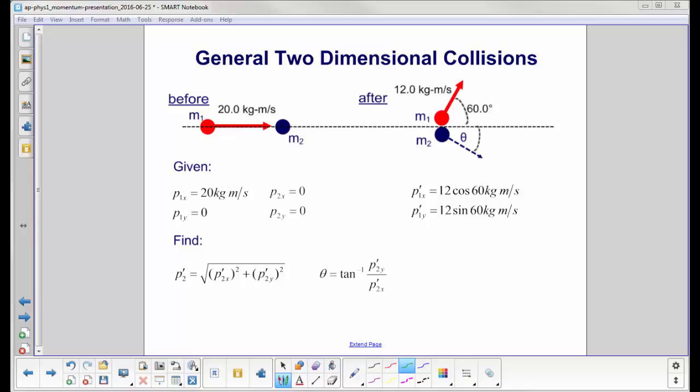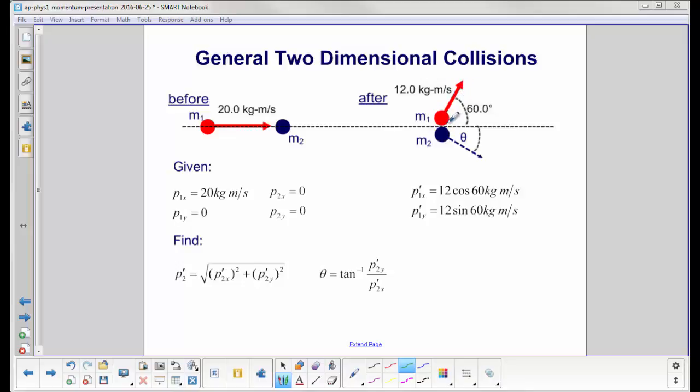An excellent way to start any physics problem is with a nice sketch, which we have, and then list your givens. We know that mass 2 is at rest, so it has no momentum either in the x direction or the y direction. Mass 1 has a momentum in the x direction, nothing in the y. We come over here, here's our given, and we right away resolve this vector into its x and y components.